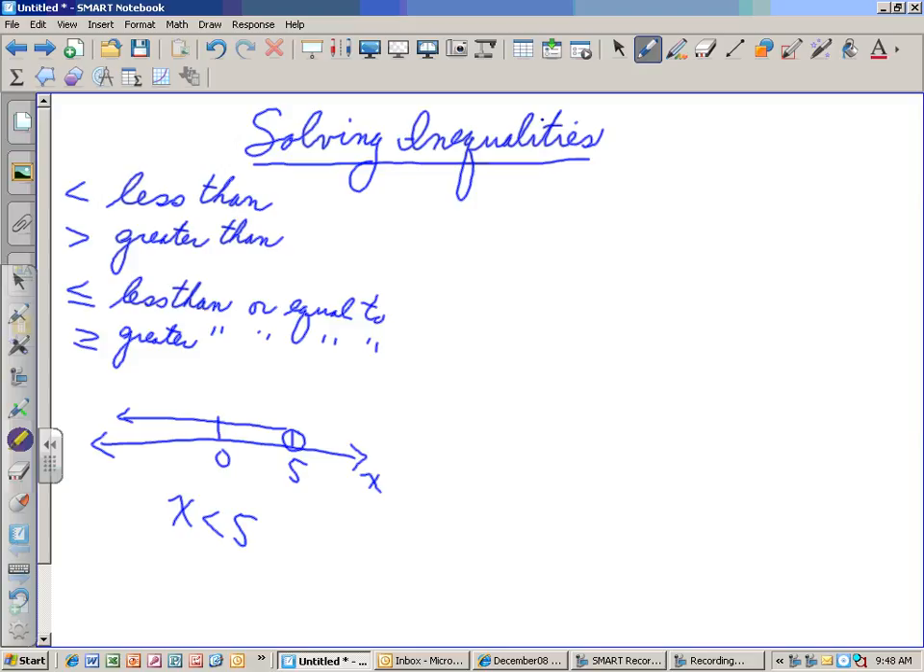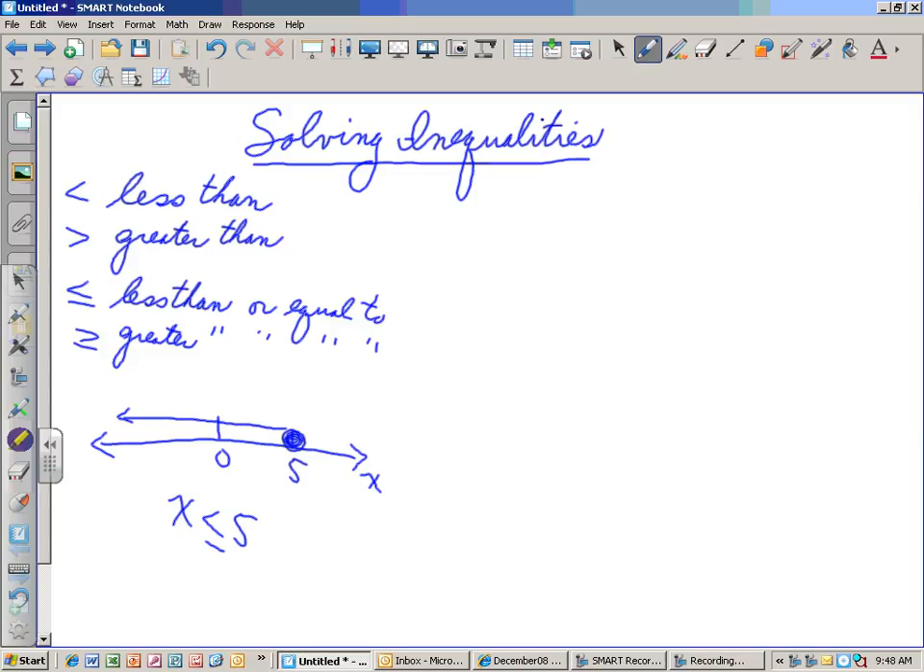Now, the difference is, if I had less than or equal to, how does that change it? What do you think, Ben? It can be 5 or less than 5. It could be 5 or less than 5, so let's take this circle and we fill it in. So if it's an open circle, then it cannot equal 5. If it's a closed circle, then it could equal 5 in that situation. Right?